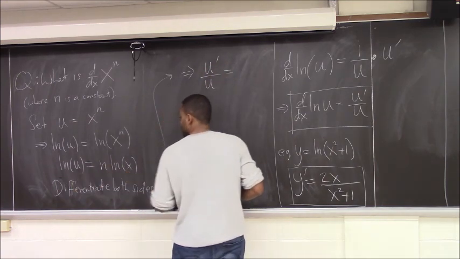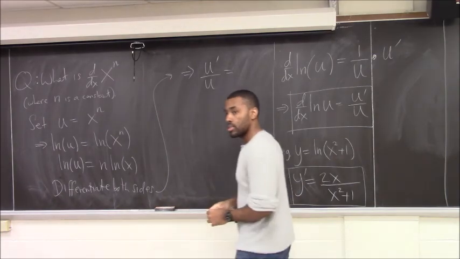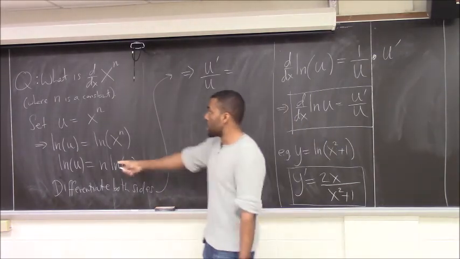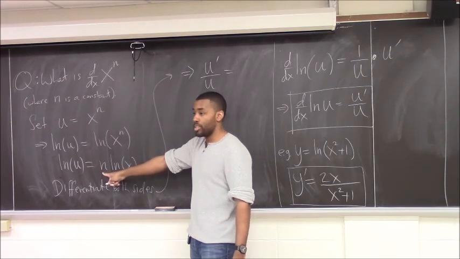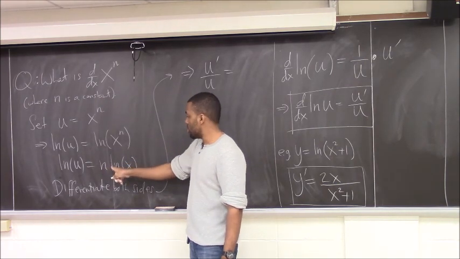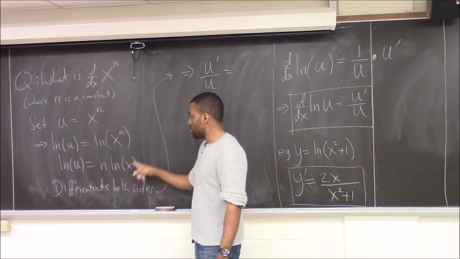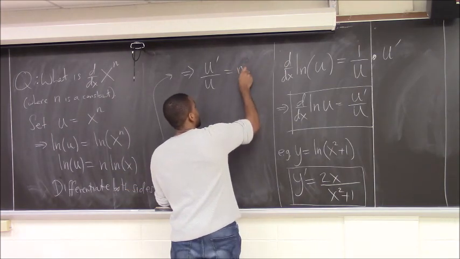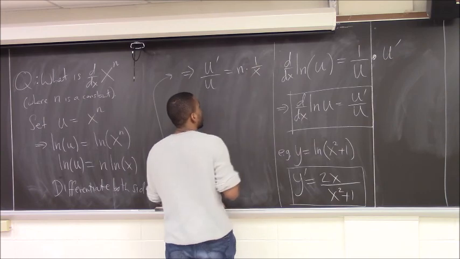How do I differentiate n times ln x? It's n over x. N is a constant here, so the constant factor rule applies. Leave the constant alone, differentiate the function. The derivative of ln x is 1 over x. So this is just n times 1 over x, or n over x.